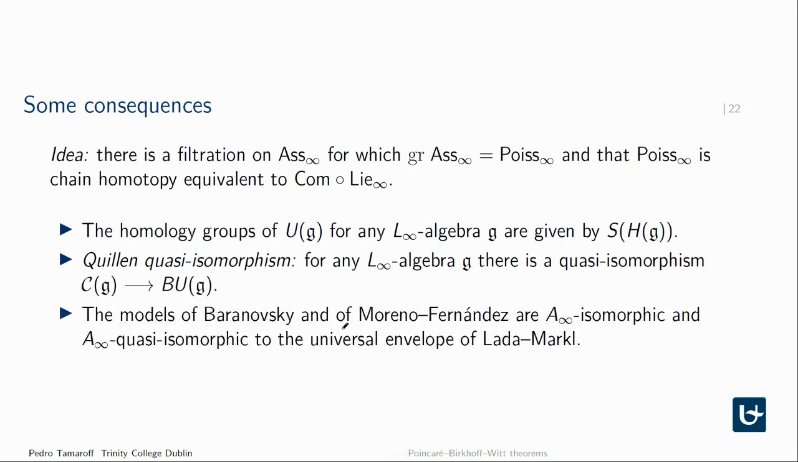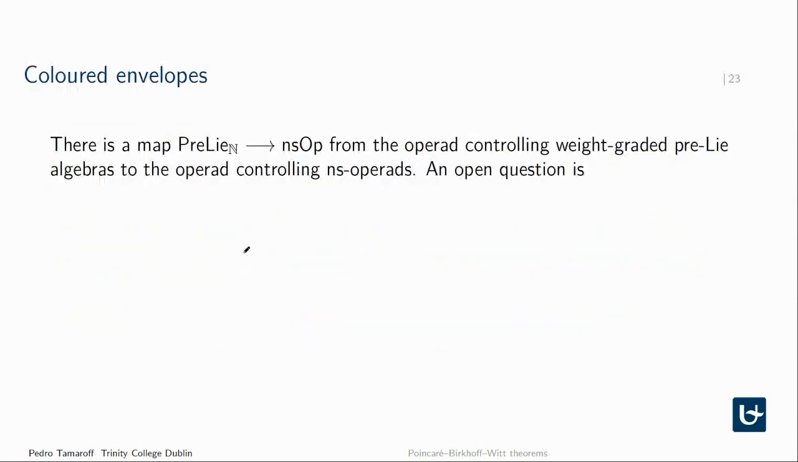And finally, one can show that these two models, of Vallette and Moreno Fernandez, are actually minimal, so they are actually infinity isomorphic. One can deduce that, and one can show that they are A-infinity quasi-isomorphic to the model that is sort of God-given. This was studied by Loday and Marco. So one can unify all the models by doing some sort of general PBW theorem in this case.